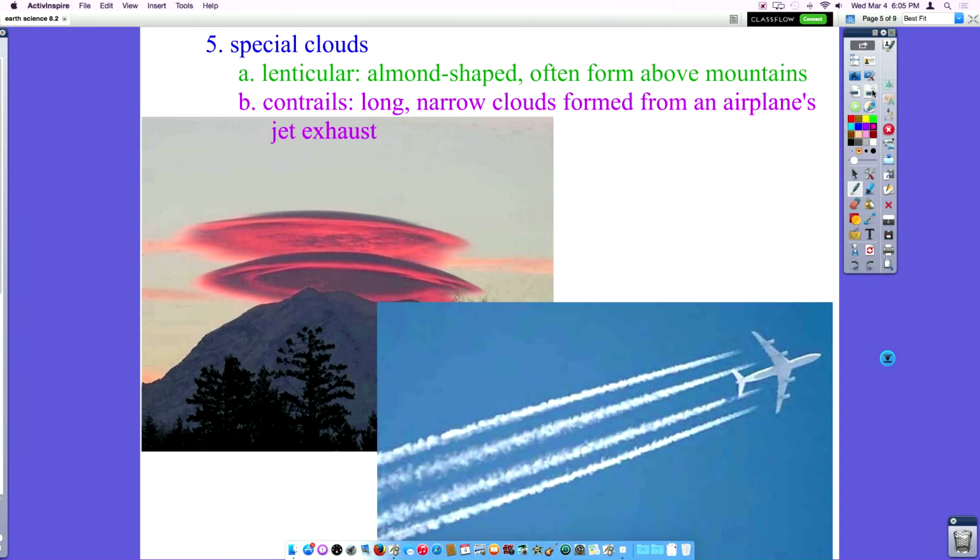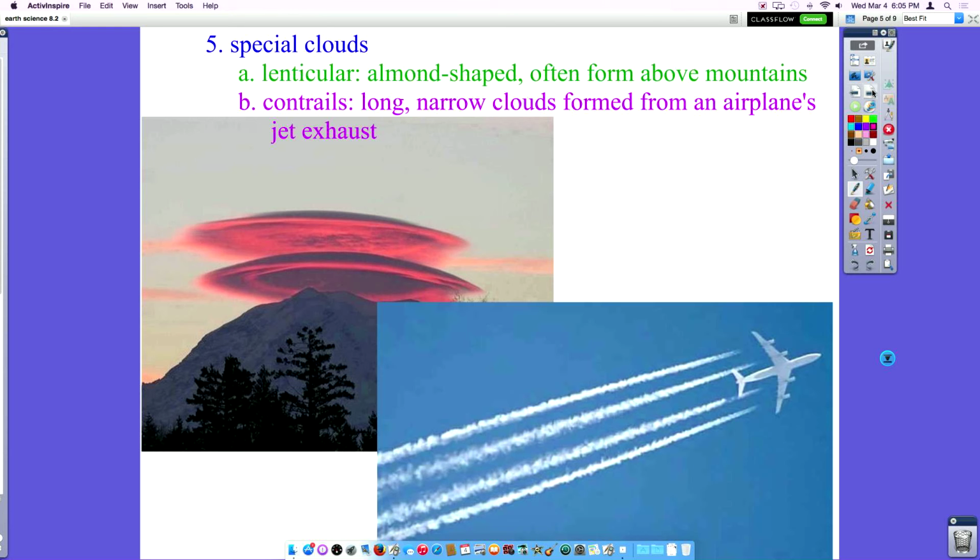And then we have some special clouds. These clouds form under some specific characteristics that aren't common in every part of the climate here. And the two our book mentions are lenticular and contrails.